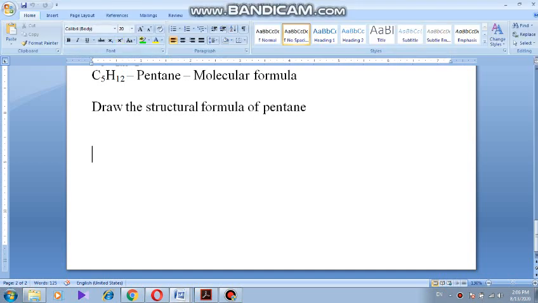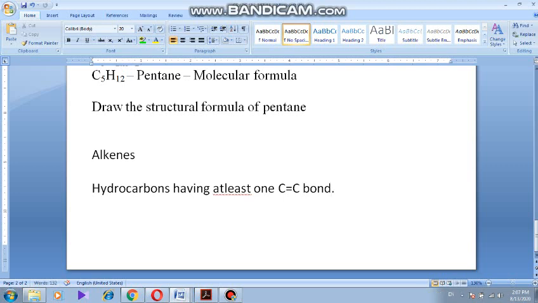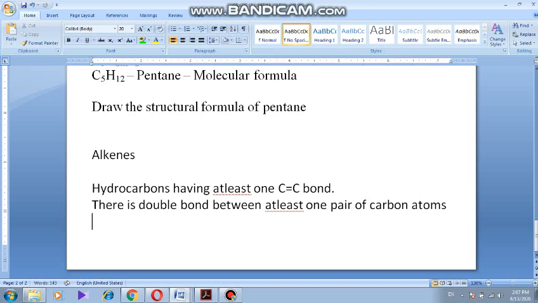My dear students, today as a continuity of unit number 14, we are going to speak about alkenes. In the case of alkenes, they are hydrocarbons having at least one carbon double bond carbon bond. That means there is a double bond between at least one pair of carbon atoms. If that nature is there, you can call it an alkene.